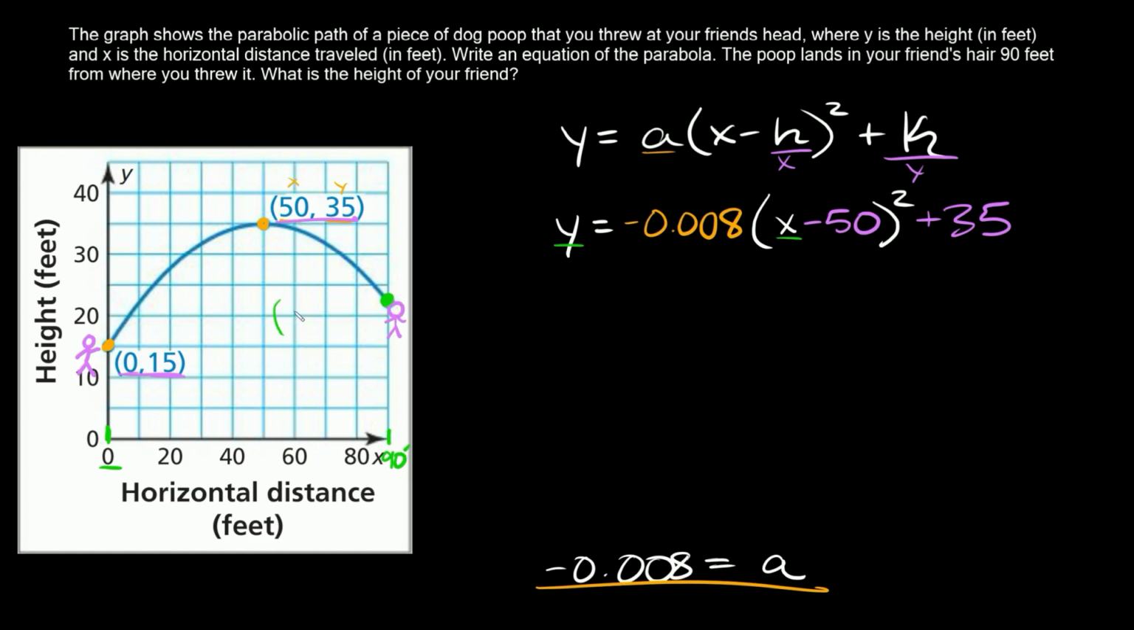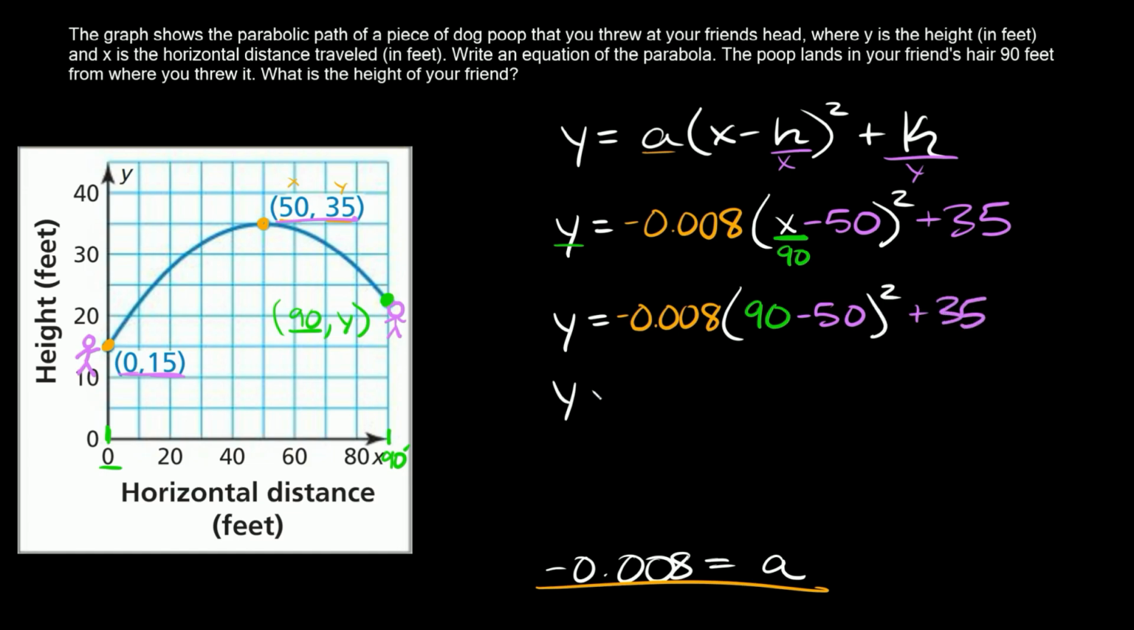So for this coordinate point, we don't know what the y coordinate is, but we do know what the x coordinate is, right? So it's at 90 feet, because starting from here, we go over 90 and then up who knows how much, right? So we don't know what our y coordinate is. But we do know the x coordinate is 90, so we can plug 90 into our x coordinate right here, and then we can figure out what the y coordinate is going to be by plugging it in. So to solve for y right here, we get that y is equal to negative 0.008 times, in parentheses, 90 minus 50 squared plus 35.